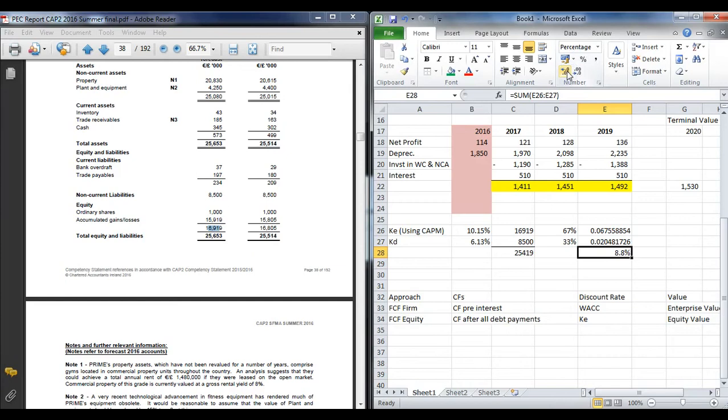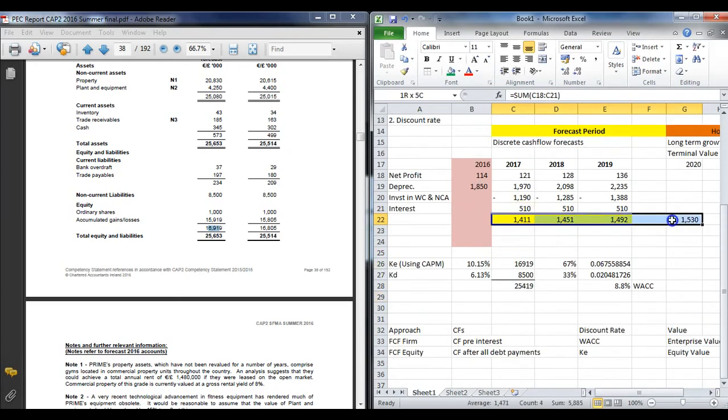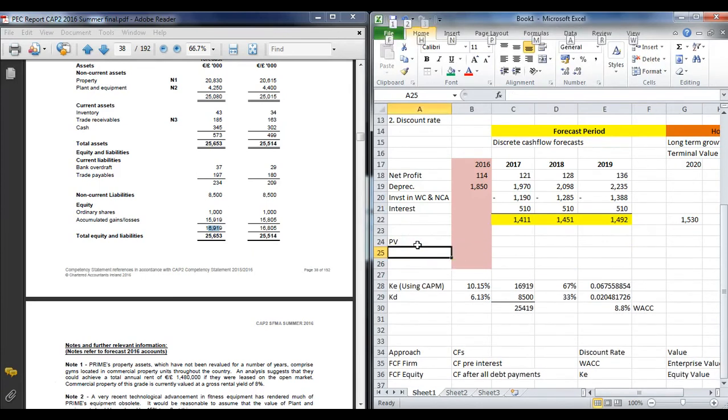Now you may get small different variations depending on what figure you take here, but in and around 8.8% is your WACC. And that is the figure now we're going to use to value the projected cash flows we have for the free cash flow method. So let's get the present value of each of the cash flows, and I'll just move these down.